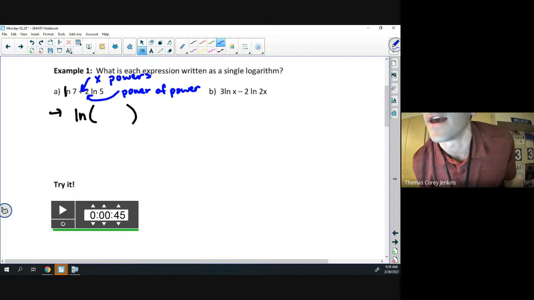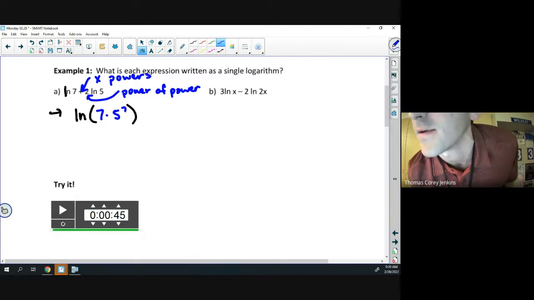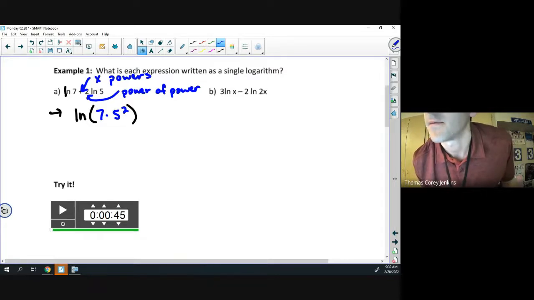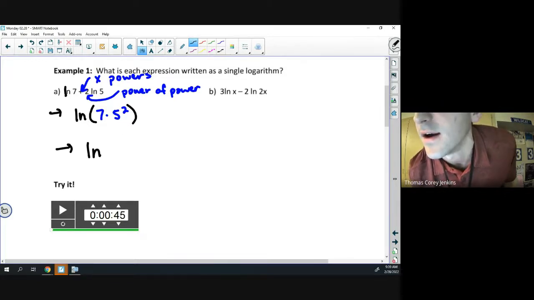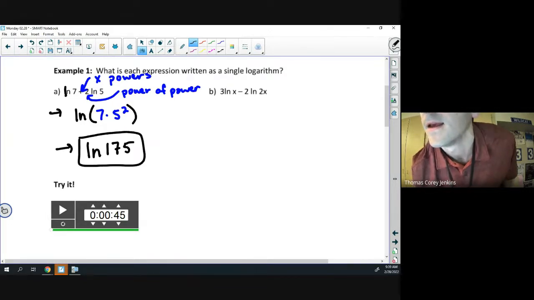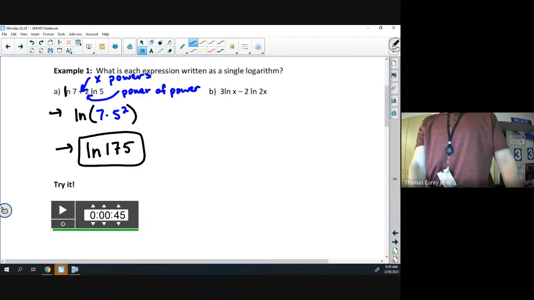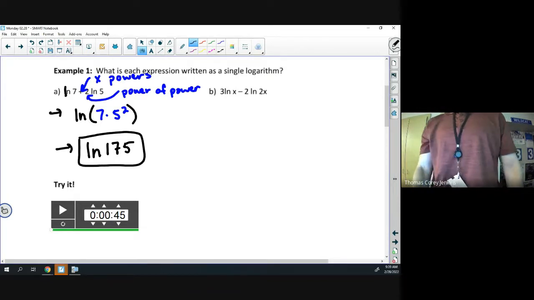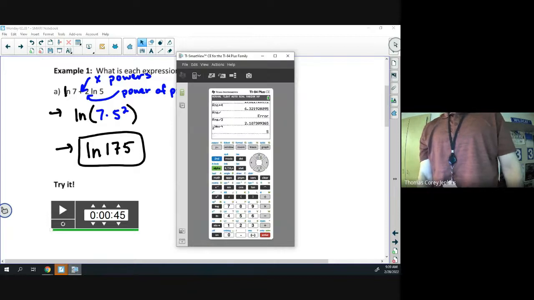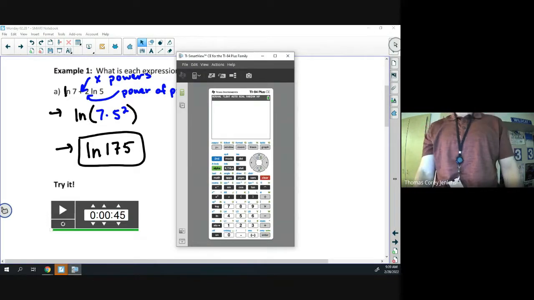Okay, so then overall this would be natural log of 7 times 5 squared. And then we just simplify that. So 7 times 25, or 7 times 5 squared, is 175. So this is natural log of 175. And on this one, since we don't have any variables in there for our powers, this is a good one to show you on your calculator that this is true, okay?